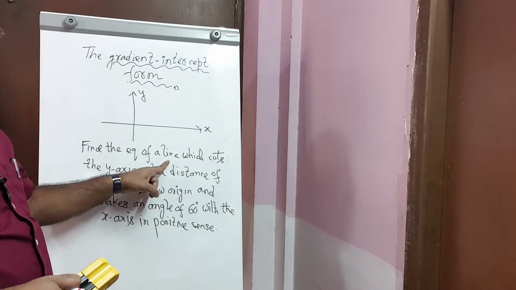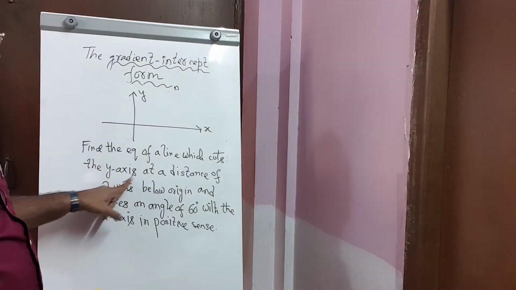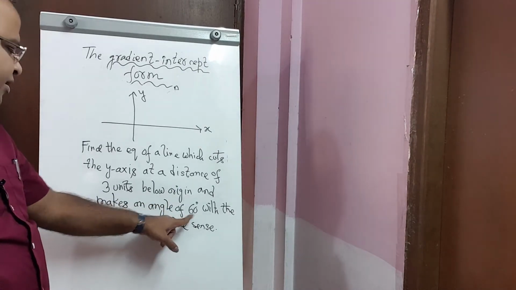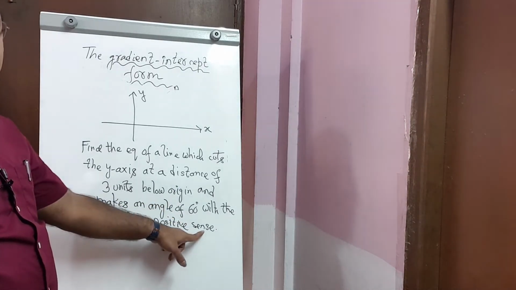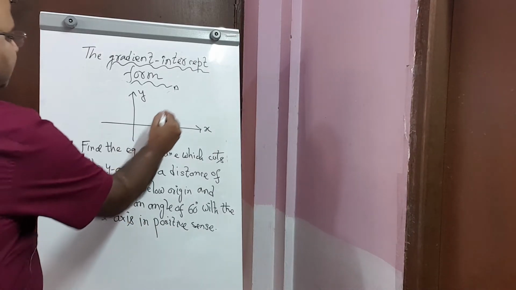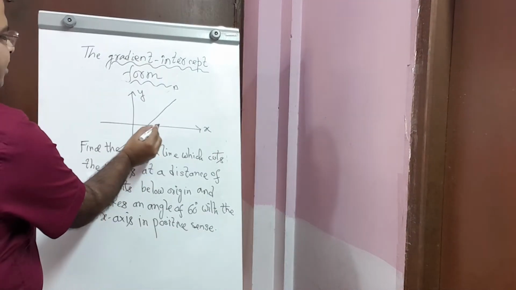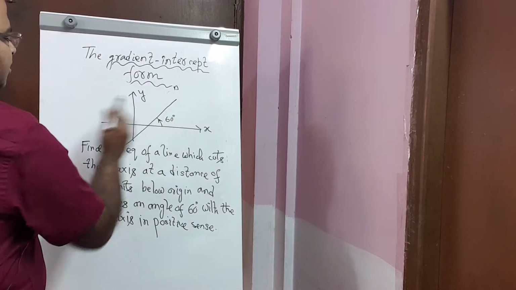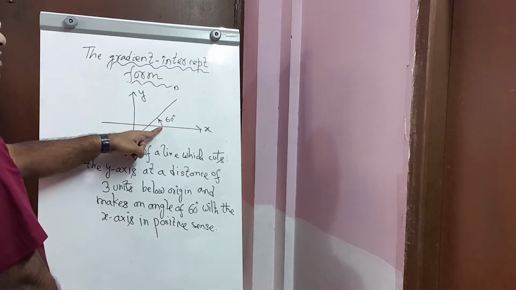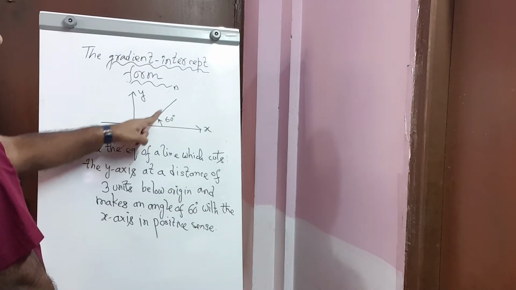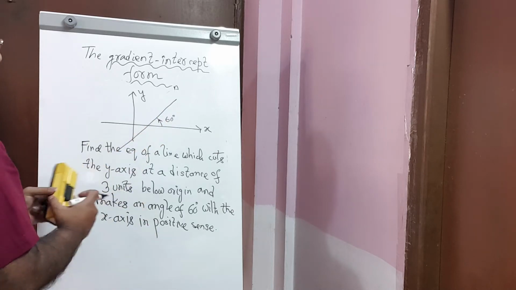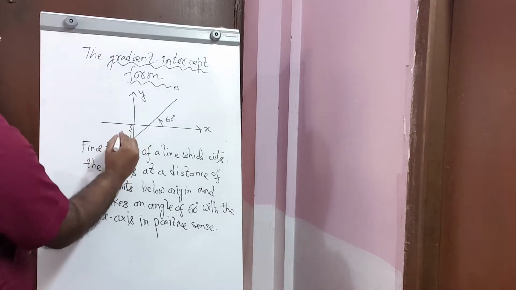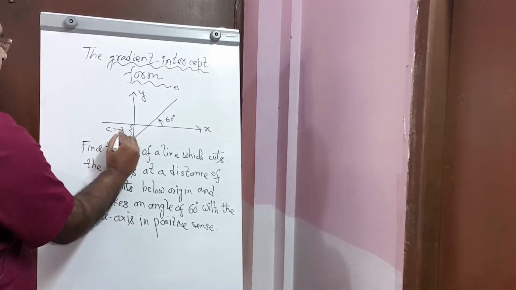Find the equation of a line which cuts the y-axis at a distance of 3 units below origin and makes an angle of 60 degree with the x-axis in the positive sense. If we draw the line, it will be like this, where the angle of inclination with the x-axis is 60 degree, in anti-clockwise sense. It intersects the y-axis at a point 3 units below origin. So here the y-intercept c is taken to be minus 3 units.